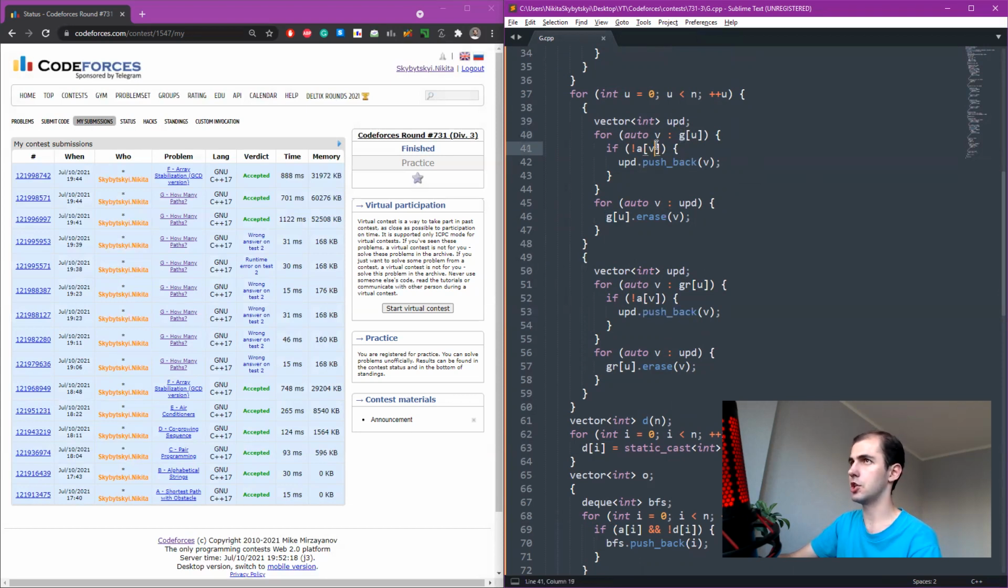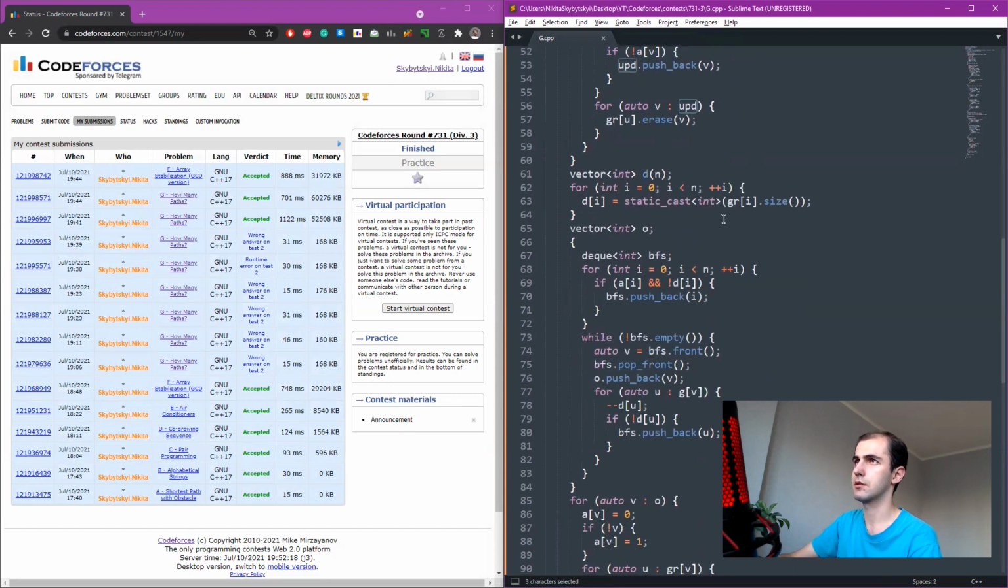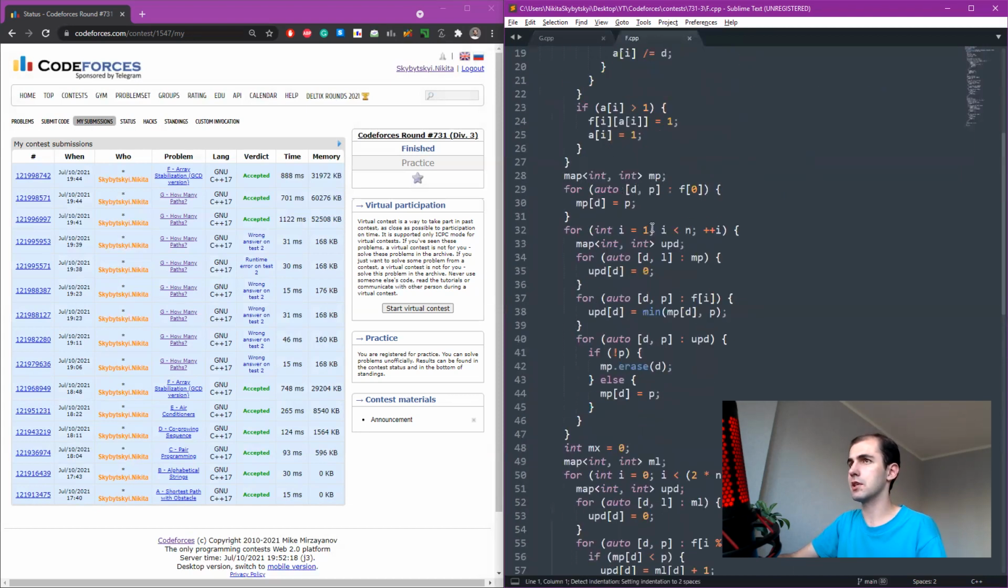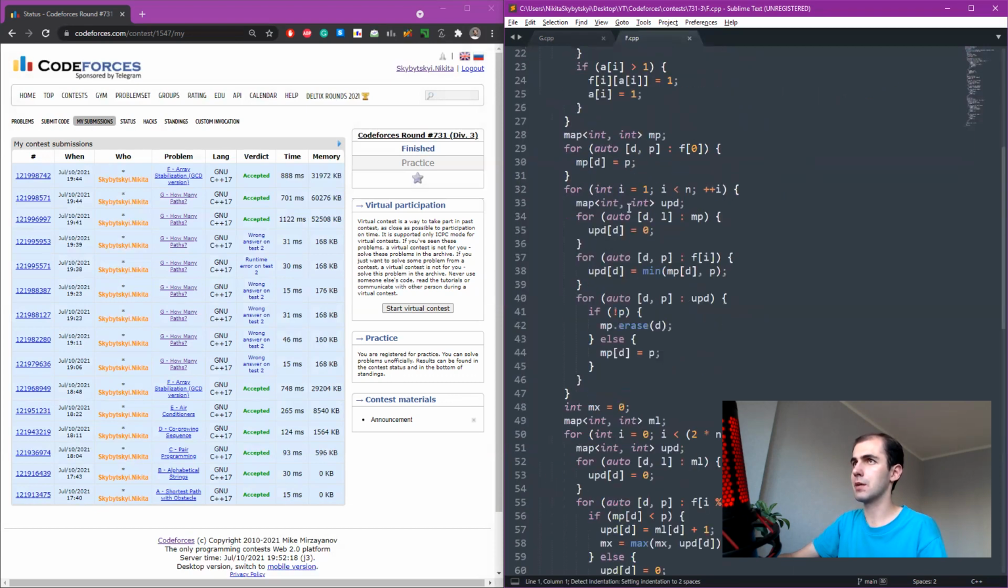Again, you can't change a graph while overwriting over it, so you have to cache updates. This time I used vector because why not? Because I know that there will be only one update. Like here I was actually not sure. Maybe one update happens here and one update happens here for the same entry. I have to somehow think about it.